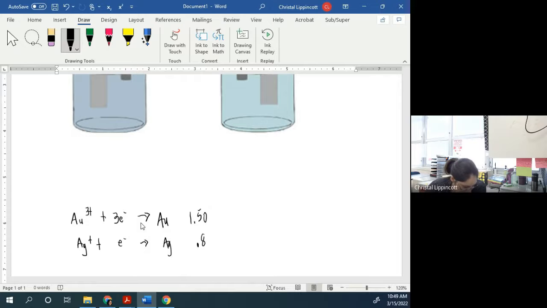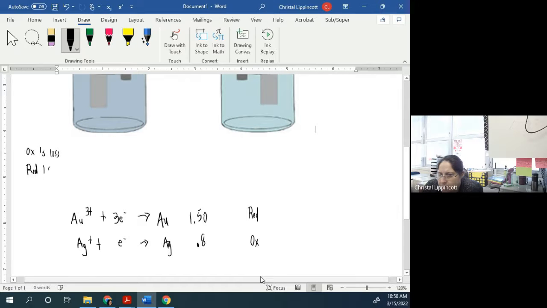Now, which one of these is bigger? Au. So this is where my reduction is going to take place. This is where my oxidation takes place. Now, let's talk about oxidation and reduction. Remember OIL RIG? Oxidation is loss and reduction is gain.